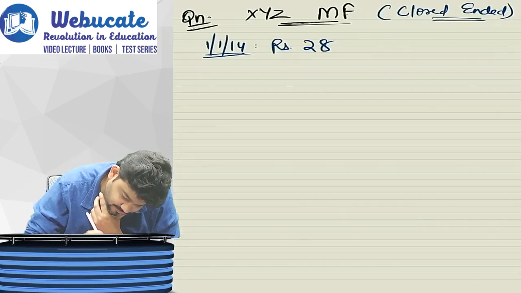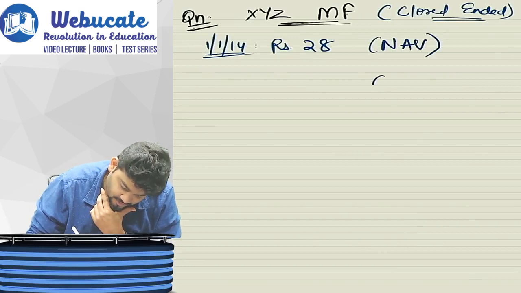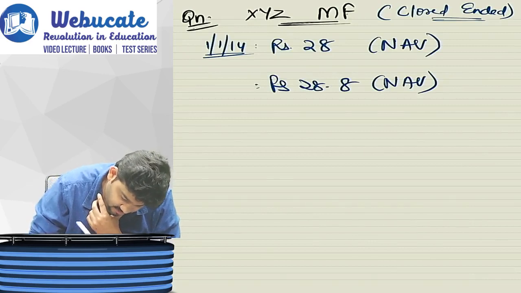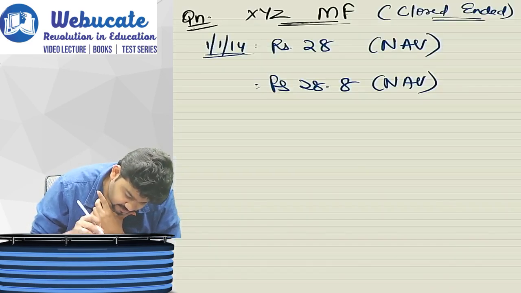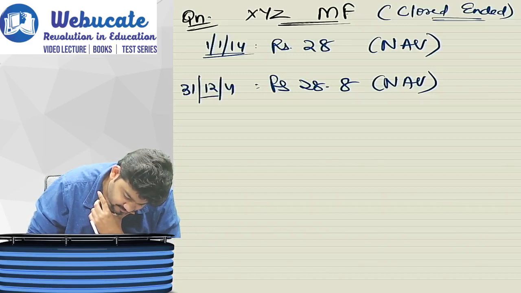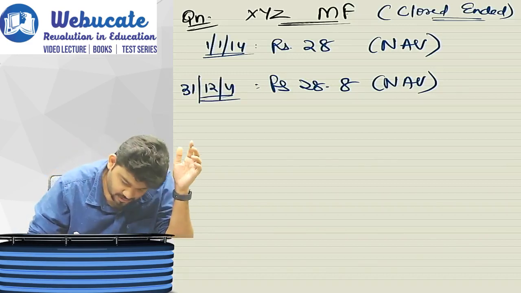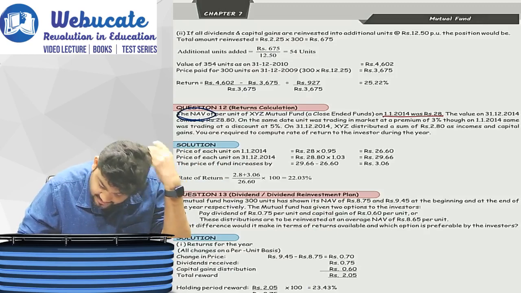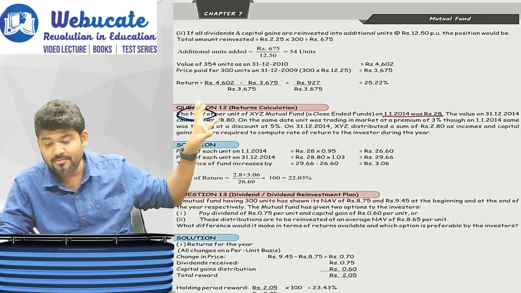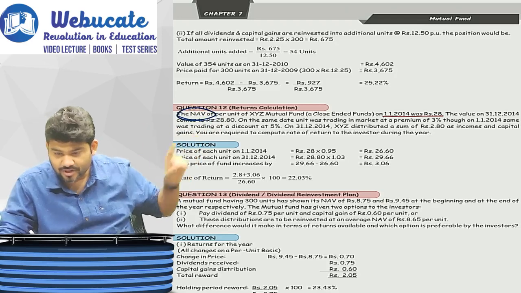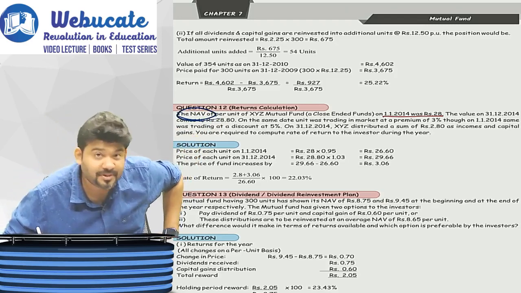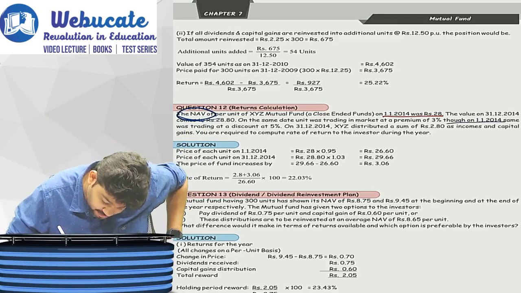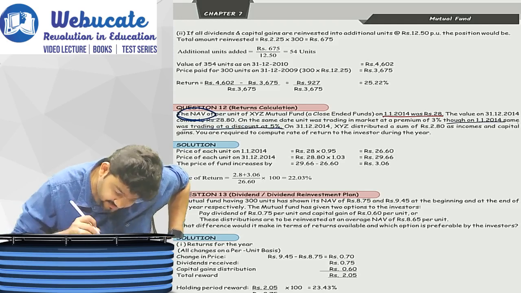So another NAV is given, 28.8, and this is as on 31/12/2014. Okay, continuing. On the same date, the unit was trading in the market at a premium of 3%. Though on 1/1/2014, the same was trading at a discount of 5%.